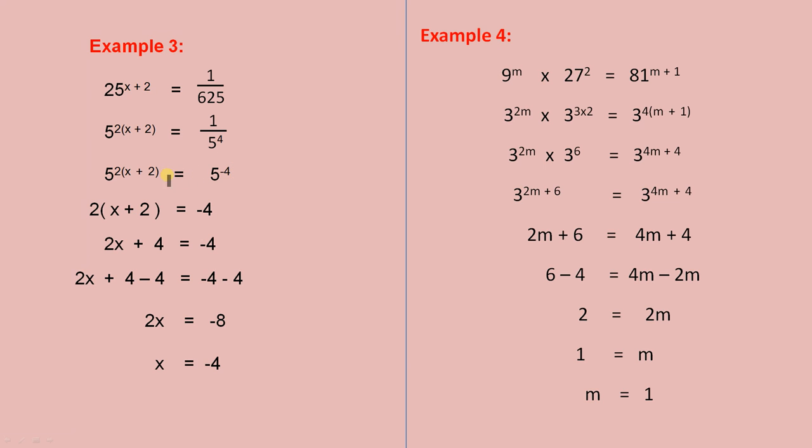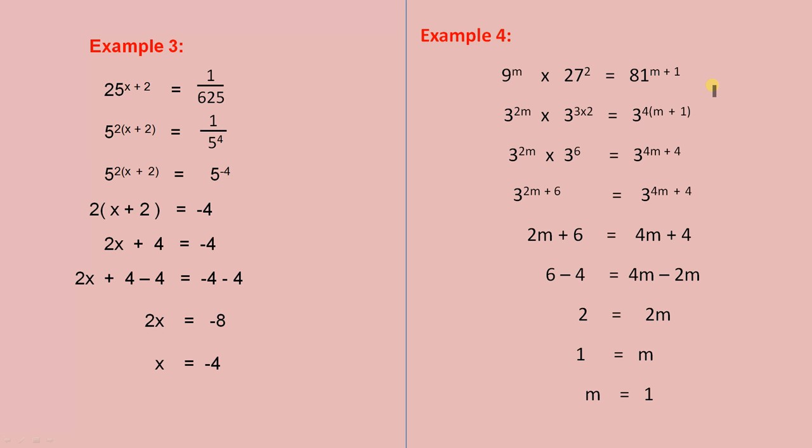Now the next line, so the left-hand side stays the same, but 1 over 5 to the power of 4 is 5 to the power of minus 4. So now we let the indices equal each other, so 2 outside of x plus 2 equals minus 4. And we get rid of the grouping symbols to go to that line. Subtract 4 from both sides to get to this line. Simplify to get to that line, and divide both sides by 2 to give us x equals minus 4.